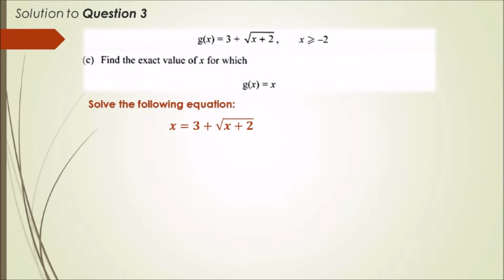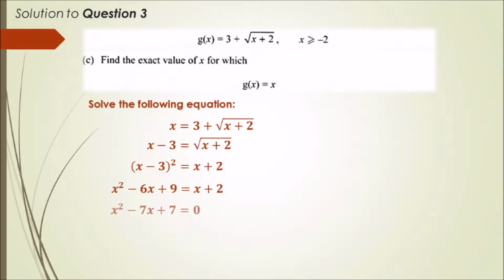So what I did is just subtract 3 across and then square both sides, which will give us (x minus 3) squared equals x plus 2. And then expanding the quadratic on the left will give us x squared minus 6x plus 9. And then of course subtracting x and 2 from the right to the left will give us the following quadratic expression: x squared minus 7x plus 7, all equal to 0.